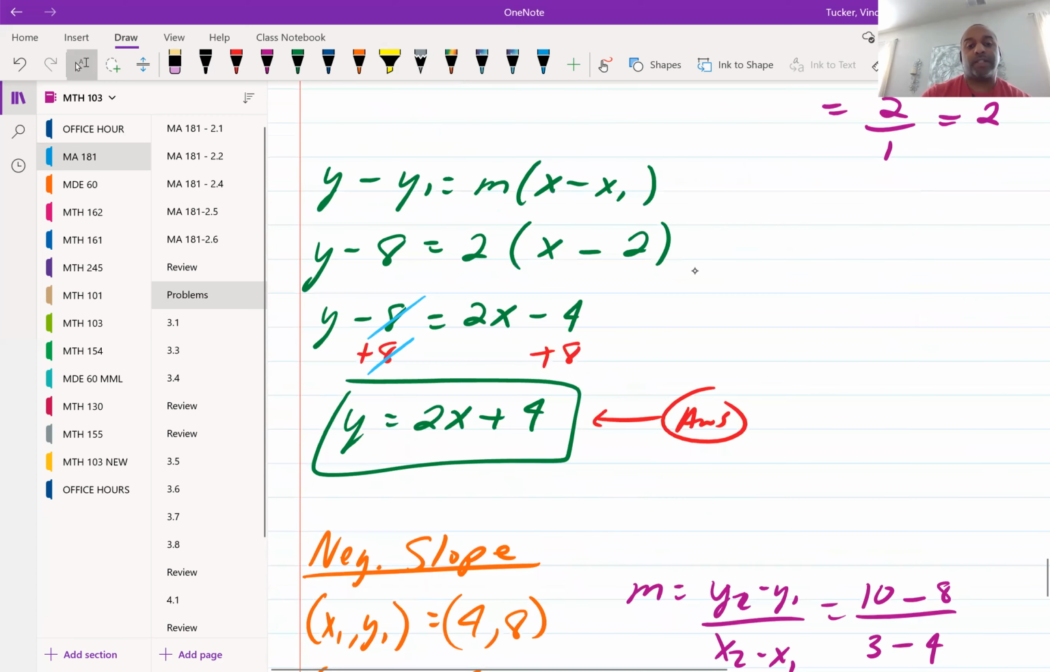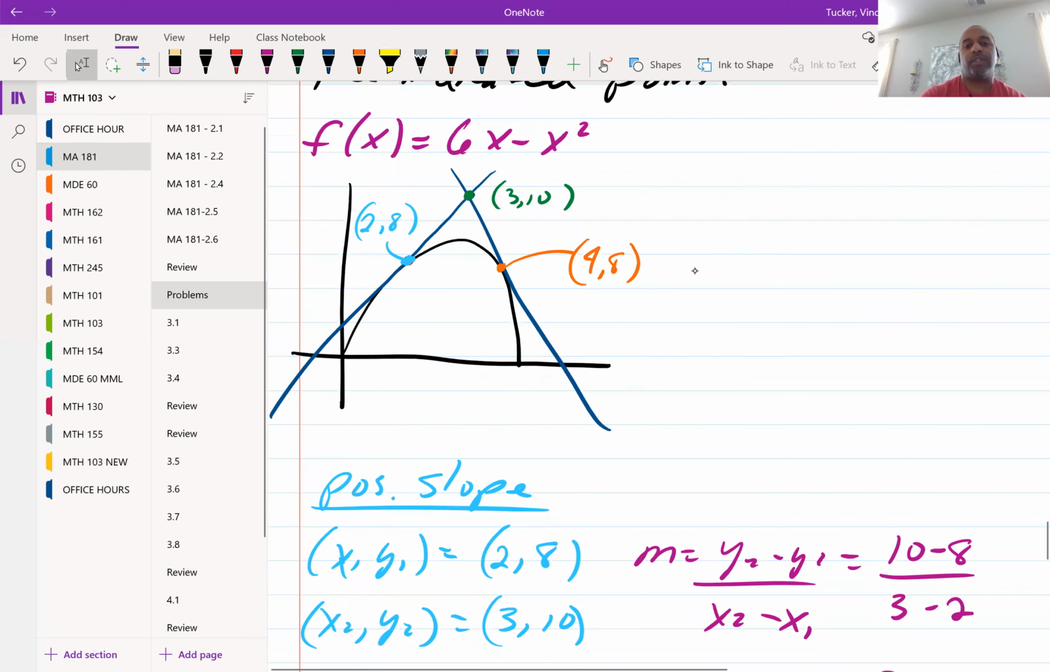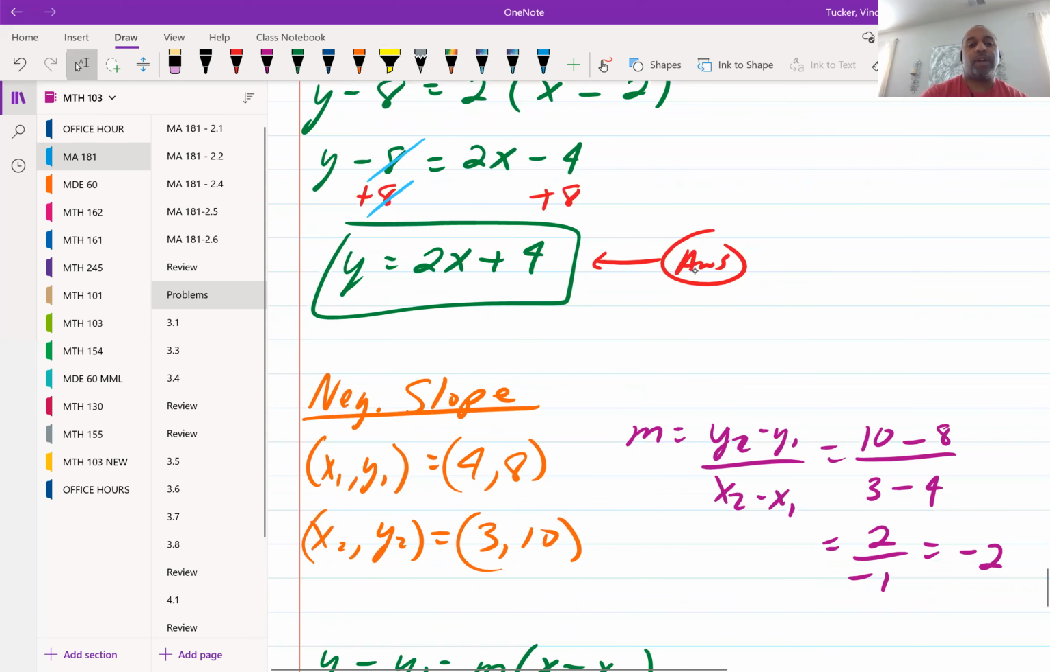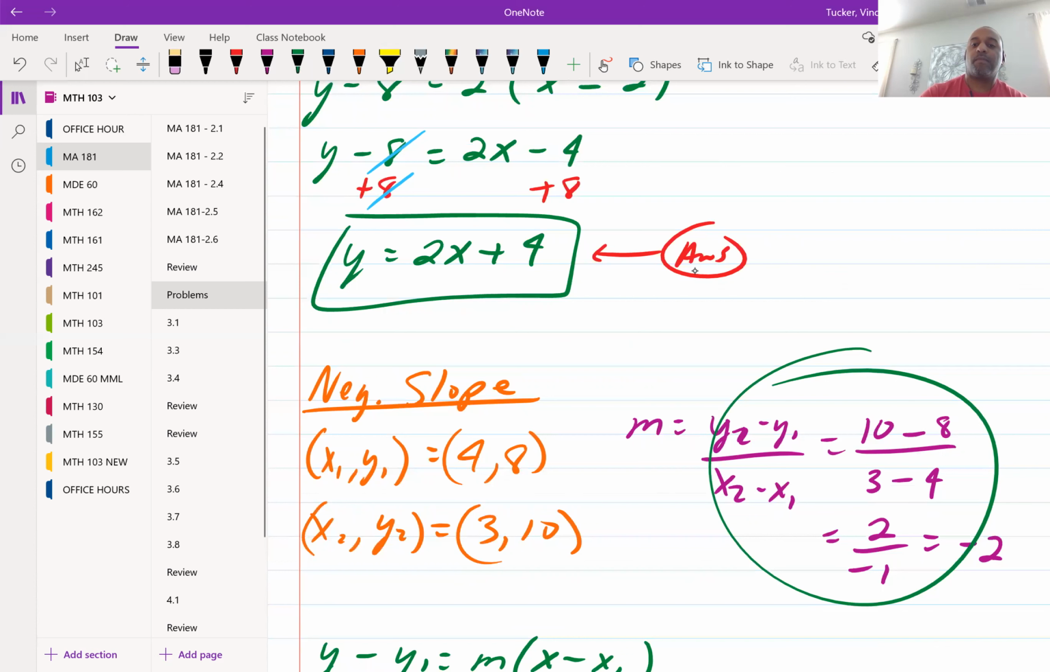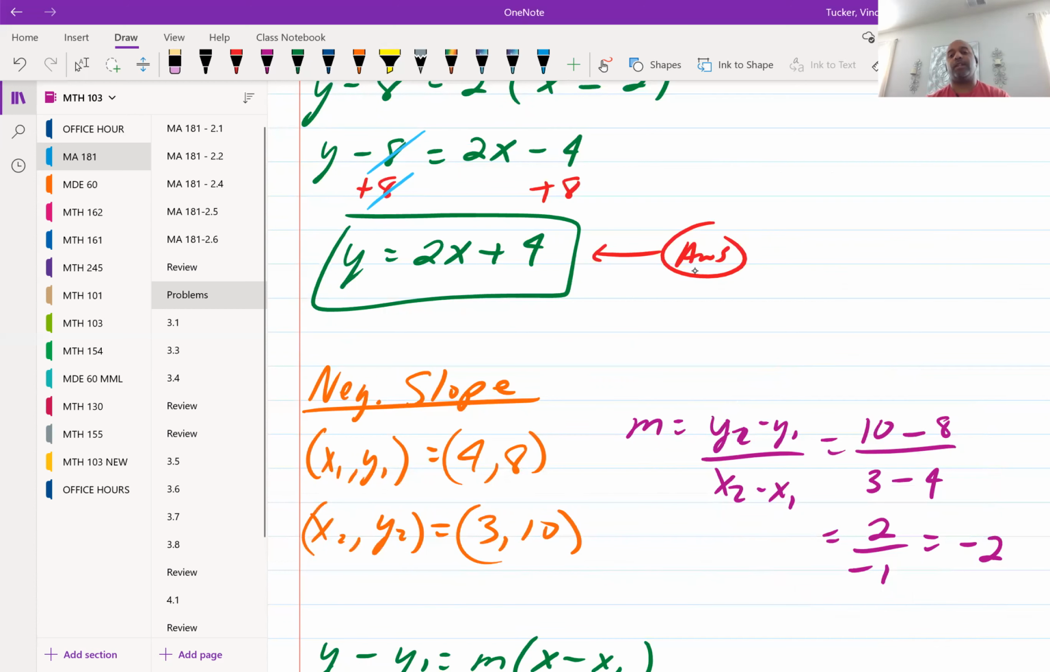So then the one on the right side, the negative slope, I tried to color code that with the orange. We have (4, 8), but we're still going to use the (3, 10) because the line runs through (3, 10) as well. Over here, I found my slope: 10 minus 8 over 3 minus 4. And that ended up giving us negative 2. And it should be negative because going from left to right, that line is going down.